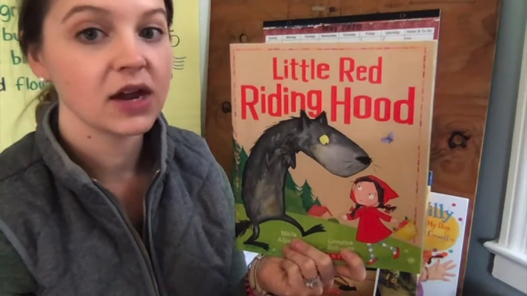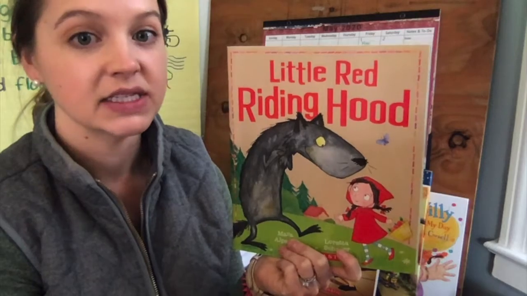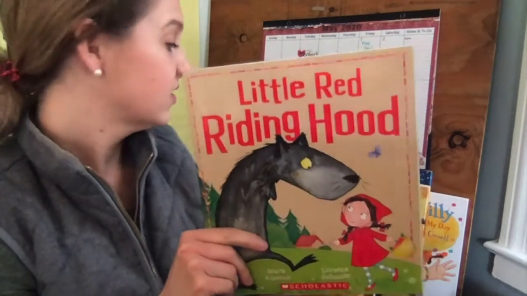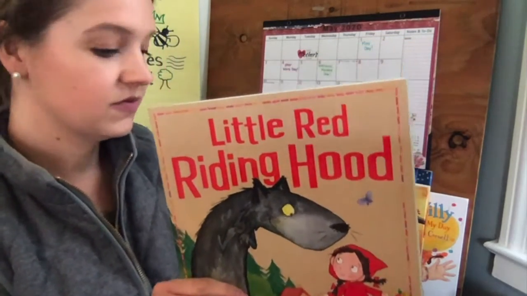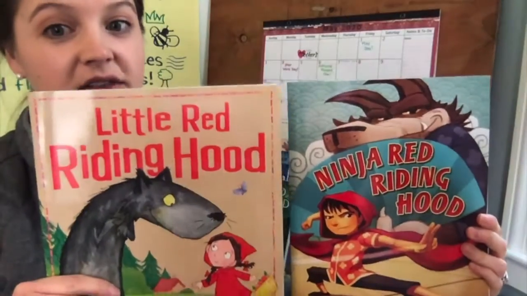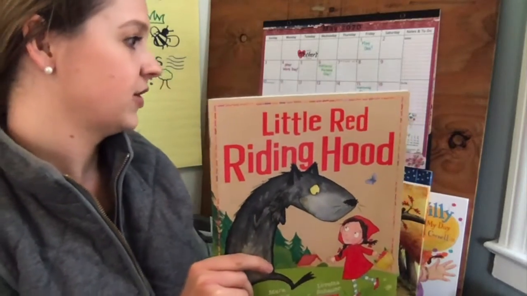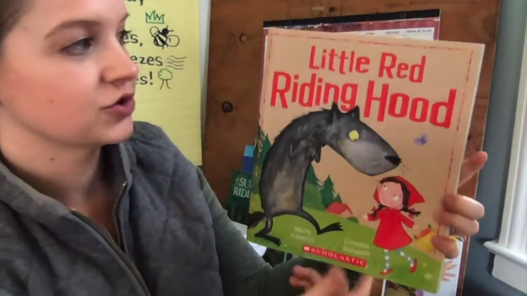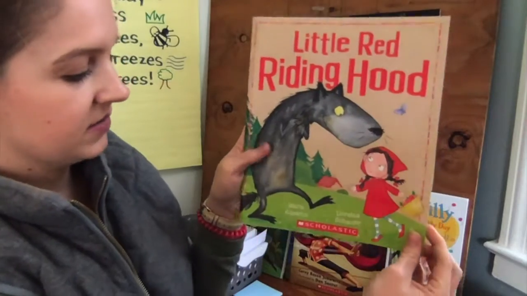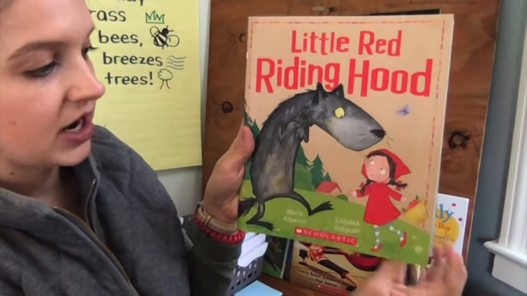For this book today, we're going to be making a story map of those different story elements because later this week, when we read some of the funnier versions of our fairy tales, we're going to be comparing the books and seeing how they are the same and how they are different. This first version is called Little Red Riding Hood by Mara Alprin, illustrated by Loretta Shower.